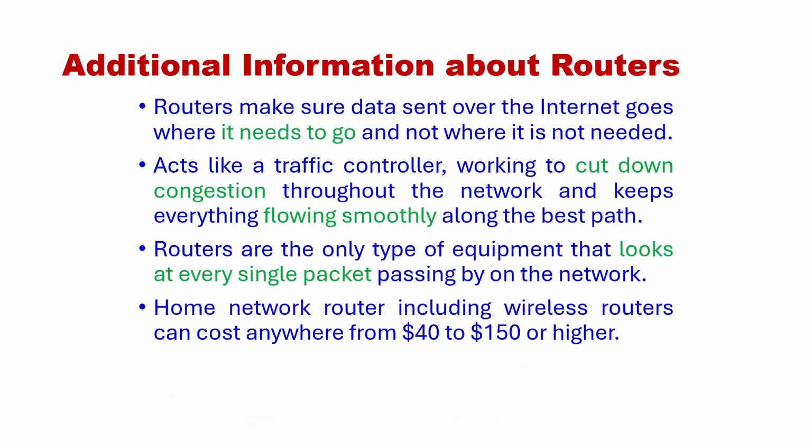Now let us look at additional information about routers. Routers make sure data sent over the internet goes where it needs to go and not where it is not needed. It acts like a traffic controller, working to cut down congestion throughout the network and keep everything flowing smoothly. Routers are the only type of equipment that looks at every single packet passing by on the network. Home network routers include wireless routers, which can cost anywhere between $40 to $150 or higher.